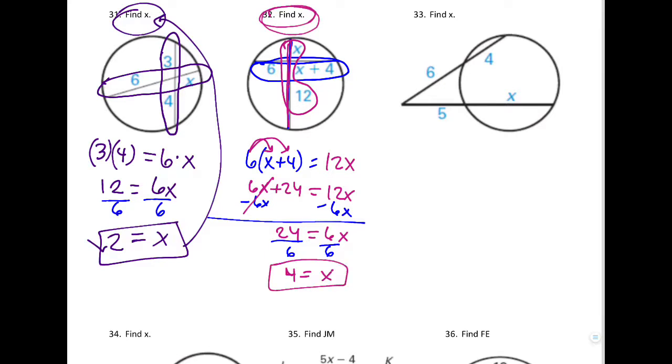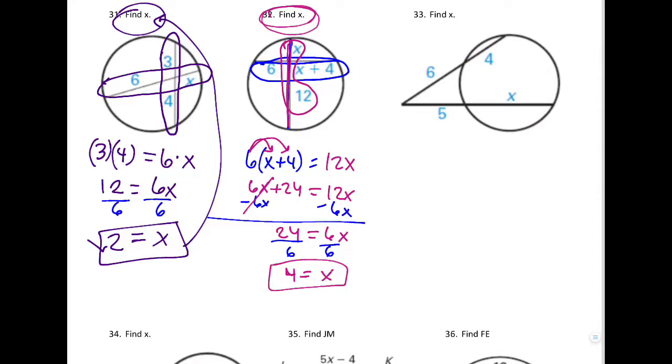Notice 33 is different. We have an angle that's all the way on the outside. Once again, we're finding segment length. So you've got to remember this is 6, this is 4, this is 5, this is x. This is different though. It's not just each piece times each other. You're not just multiplying 6 times 4 here.